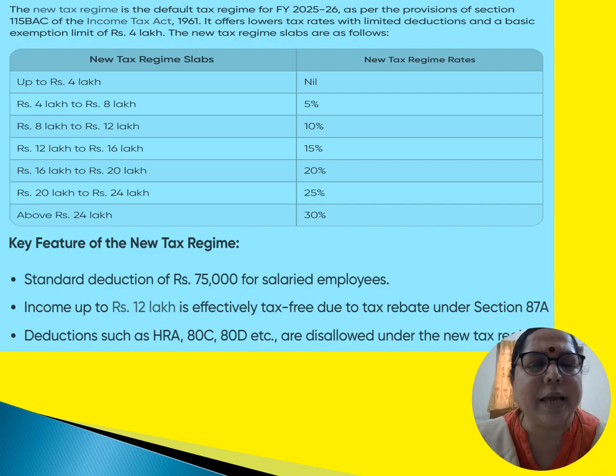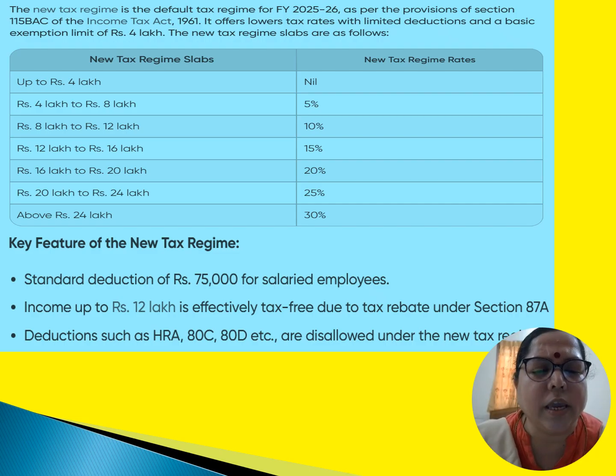Up to rupees 4 lakhs, nil, that is no tax. 4 lakhs to 8 lakhs, it is 5%. 8 lakhs to 12 lakhs, it is 10%. 12 lakhs to 16 lakhs, it is 15%. 16 lakhs to 20 lakhs, it is 20%. And 20 lakhs to 24 lakhs, 25%. And above 24 lakhs, 30% is the tax.